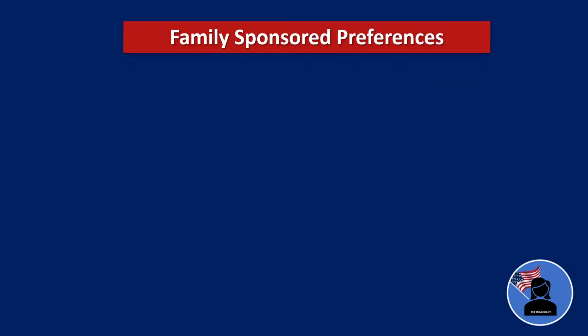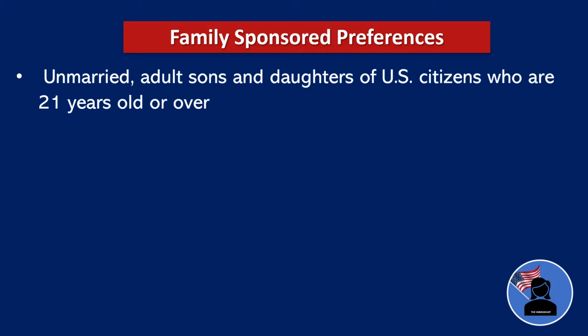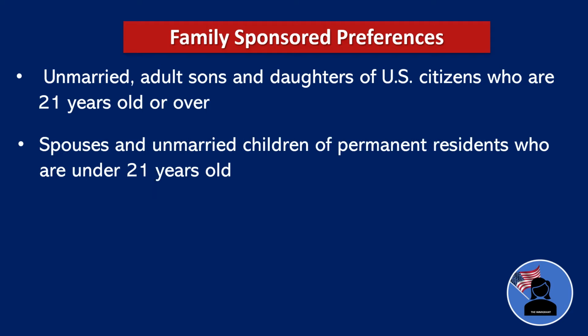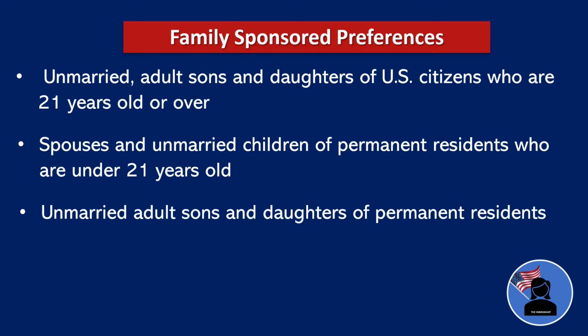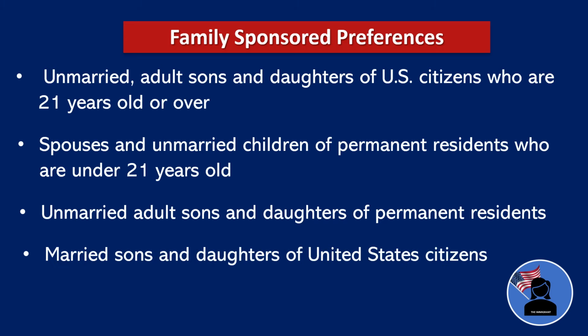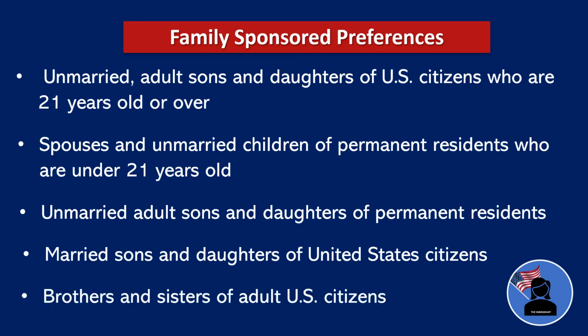Family preference categories, which must wait until a visa number is available before they can apply for a green card, are as follows. Unmarried adult sons and daughters of U.S. citizens who are 21 years old or over. Spouses and unmarried children of permanent residents who are under 21 years old. Unmarried adult sons and daughters of permanent residents. Married sons and daughters of United States citizens. And brothers and sisters of adult U.S. citizens.